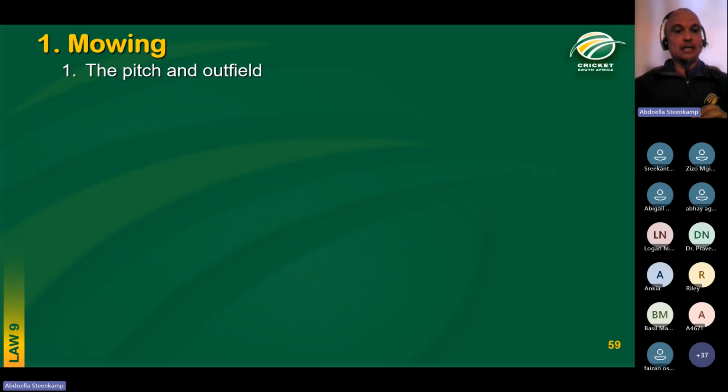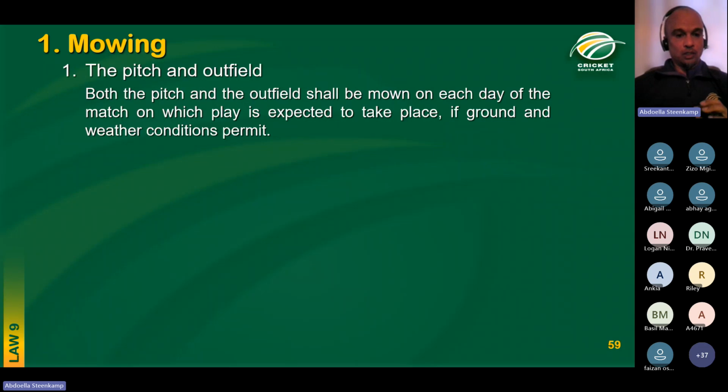Firstly, it speaks about mowing of the pitch and the outfield. The law tells us that you need both the pitch and the outfield to be mown on each day of the match on which play is expected to take place. I'll use Test match cricket as an example, which spans over 5 days. Let's say Monday was day 1. Game started at 10, and let's say it closes at 5. So in terms of day 2, day 3, day 4, and day 5, the law wants the pitch and the outfield to be mown.